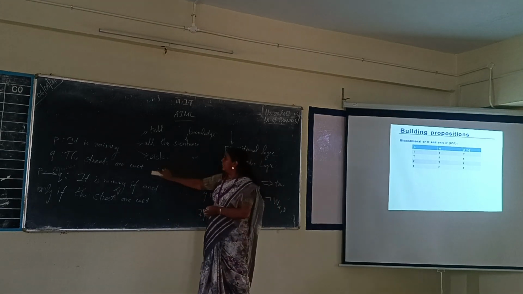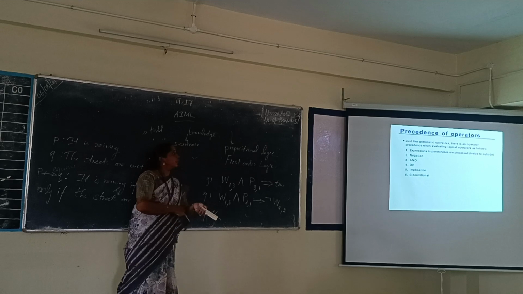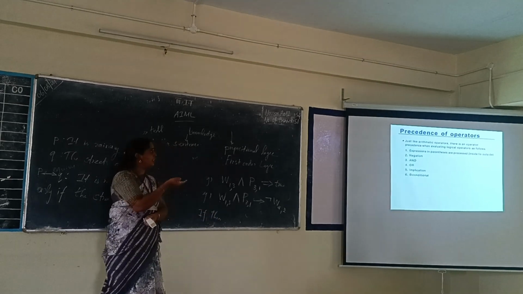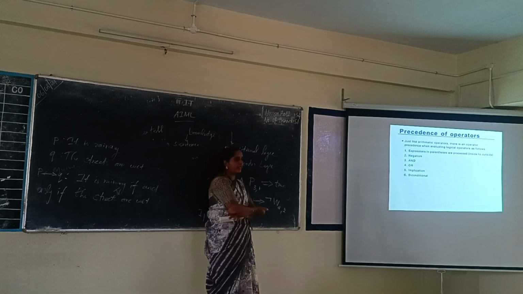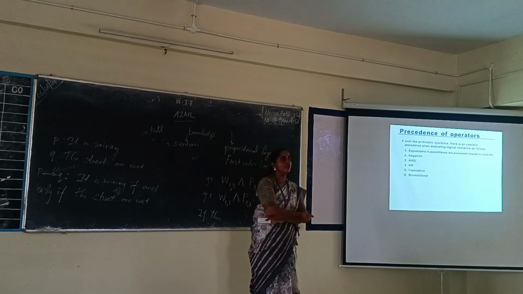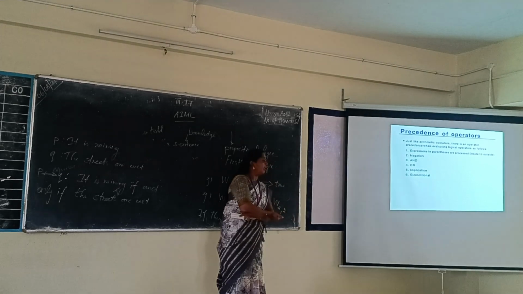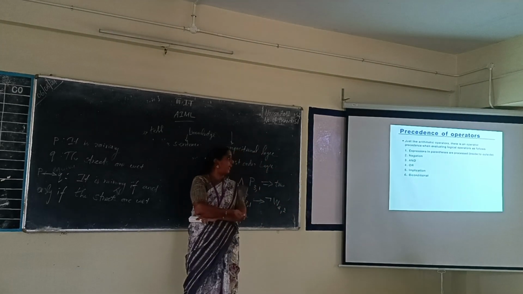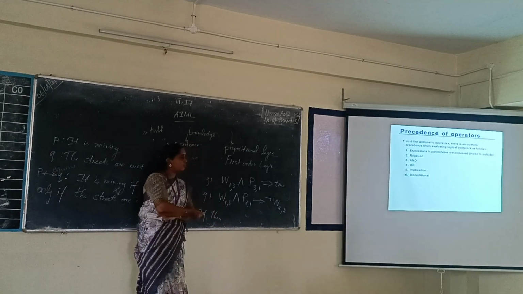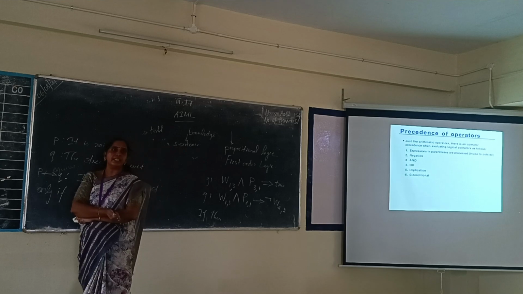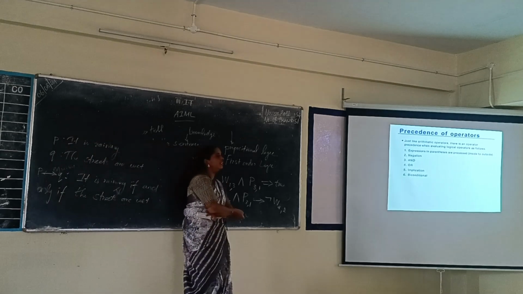Okay, next, limitations of propositional logic. Before that, precedence of operators in logic. The operators given within the parentheses will have higher precedence or higher priority. Then negation has the next higher precedence, then conjunction, after that disjunction, then implication, finally biconditional. So this is the order of evaluating the operators.